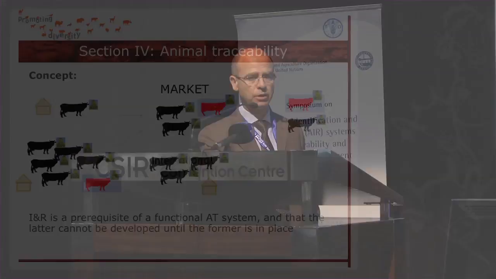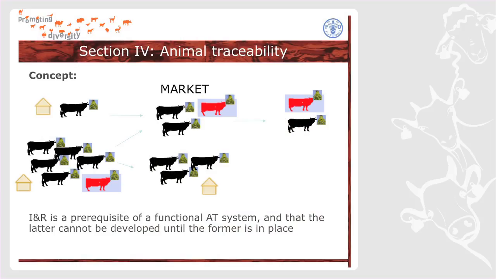But in order to do that, we need animal identification. Animal identification and registration is therefore a prerequisite for functional animal traceability. And the animal traceability system cannot be developed unless the identification and registration system is in place.